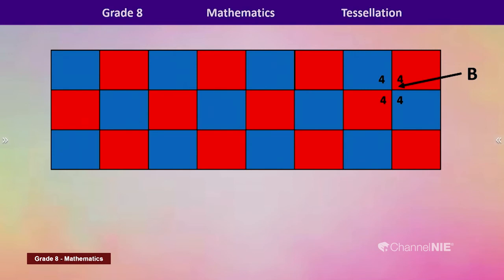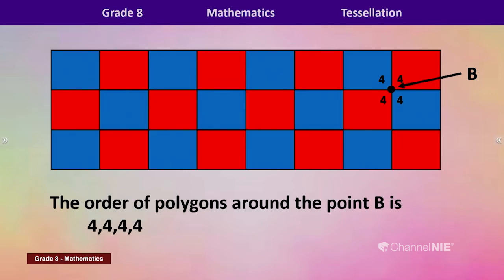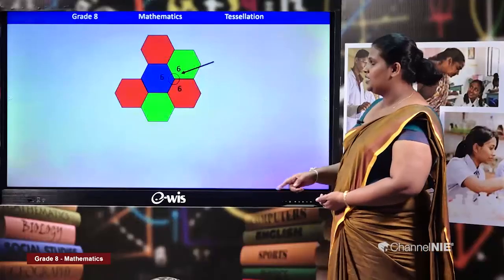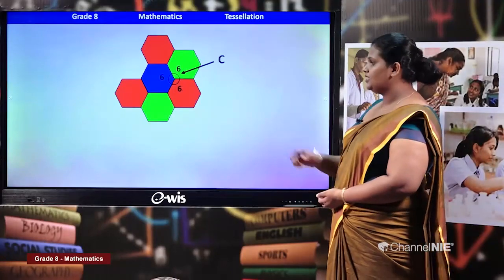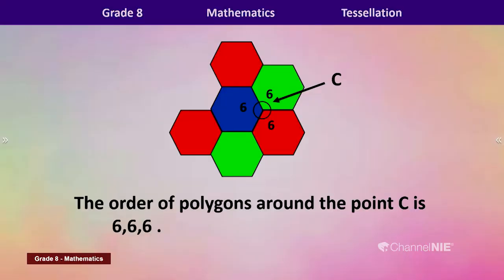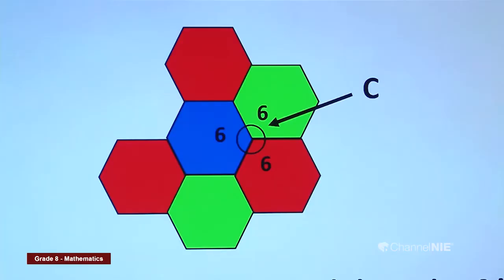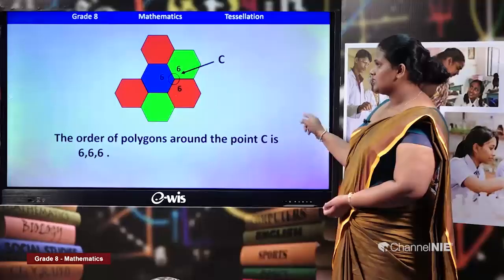Now, when we consider point B, there the order of polygons is 4, 4, 4, 4. Once again, at each and every vertex point, this order is the same. Therefore, we can say this is also a regular tessellation. Right. When we consider the order of polygons around point C, the order is 6, 6, 6. Once again, 6 means the number of sides in the polygon. Therefore, this also can be taken as a regular tessellation.